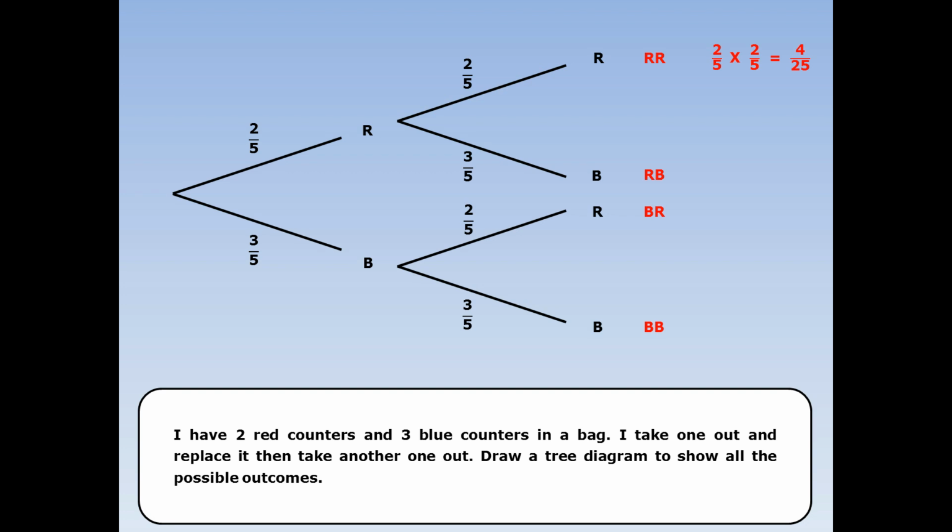The chance of a red and a blue is 2/5 times 3/5, which is 6/25. The chance for a blue then a red is 3/5 times 2/5, which again is 6/25. And the chance for a blue then a blue is 3/5 times 3/5, which is 9/25.